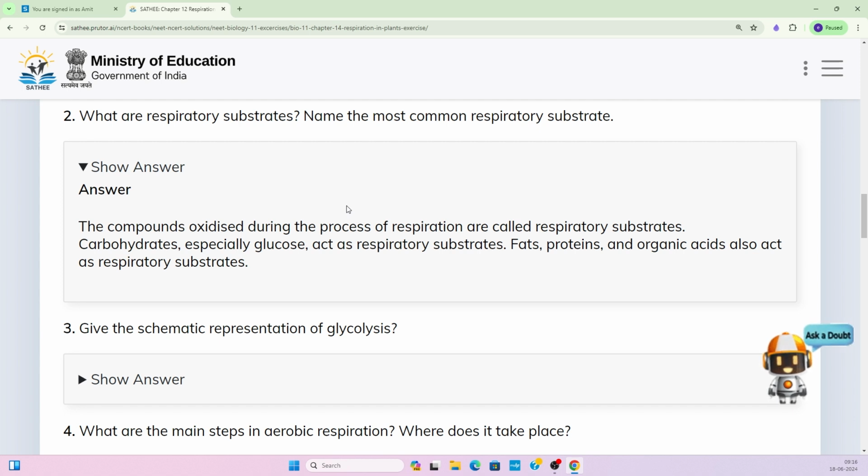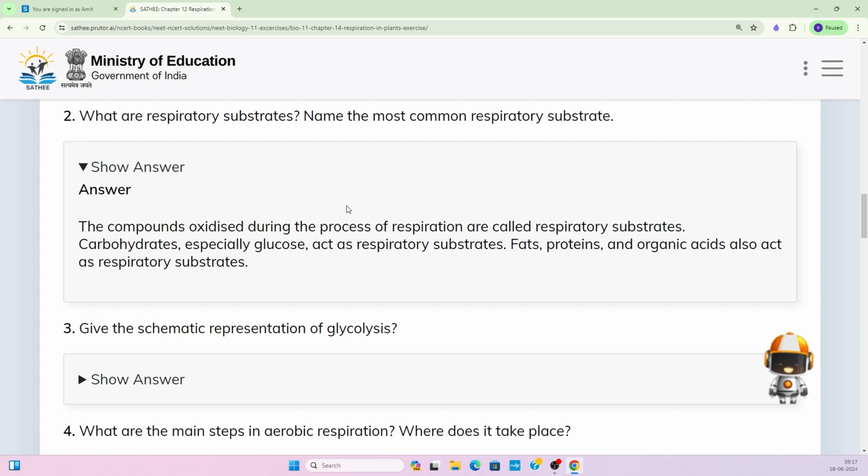Generally, carbohydrates are the first preference to be the respiratory substrate, especially glucose. But sometimes other food materials like fats, proteins, and organic acids also act as respiratory substrates, but they are also converted to carbohydrate. Once the fats or proteins are used, they get converted, and basically the first preference will be carbohydrates, and among them the glucose molecule.